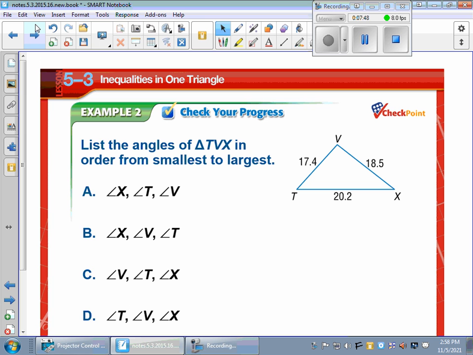So you try this one here. List the angles in order from smallest to largest. Find the smallest side. Smallest side 17.4. Opposite of that is X. Next one is 18.5. Opposite that is T. So your final answer, XTV, that is A.